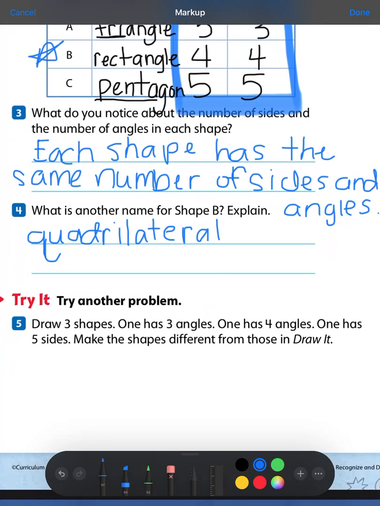Quadrilateral. That means it has 4 sides and 4 angles. To explain, we are going to put quadrilateral because it has 4 sides and 4 angles.